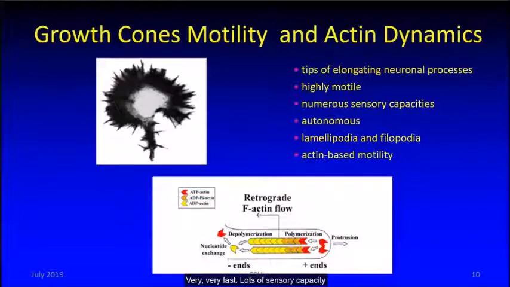Lots of sensory capacity for many, many different signals, to some degree almost autonomous. In the Cater lab, we actually cut a growth cone right off the neuron, and it's still responding to acetylcholine and they turn. It didn't need the cell body. And it's this actin-based motility, polymerization at the periphery, depolymerization in the back, and it drives protrusion of membranes.